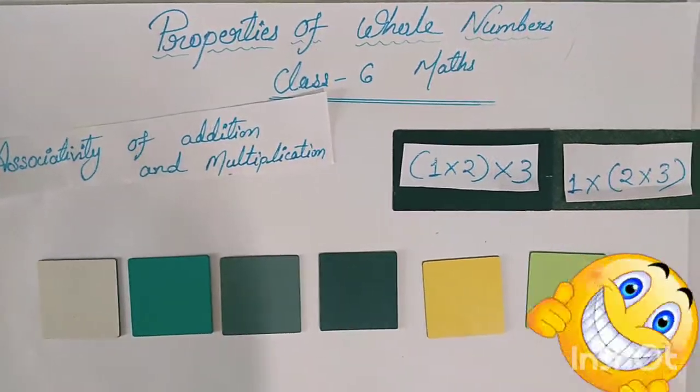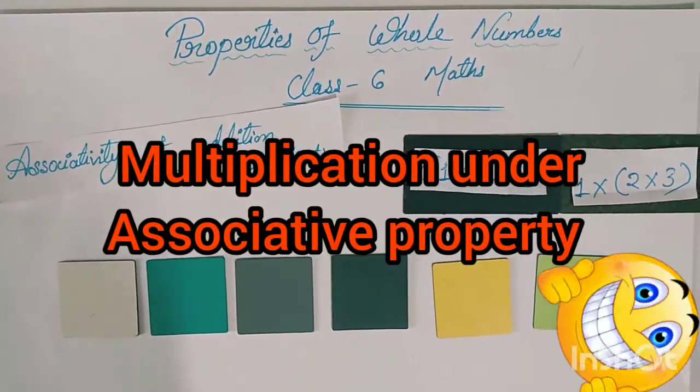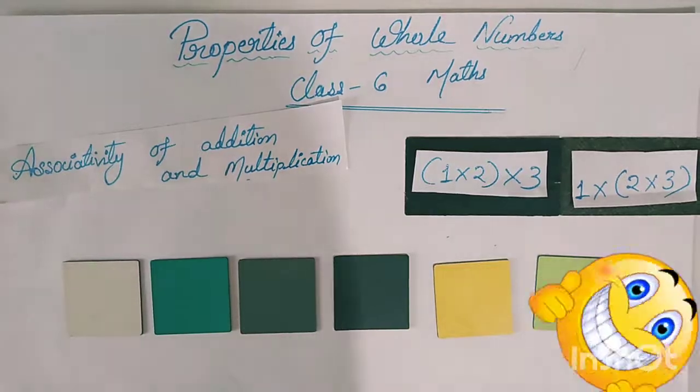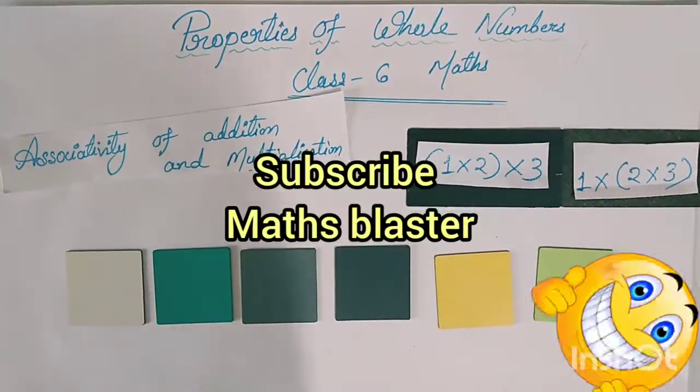Try to solve in subtraction and division also. What will you get? Under division and subtraction, the associative property is not correct.